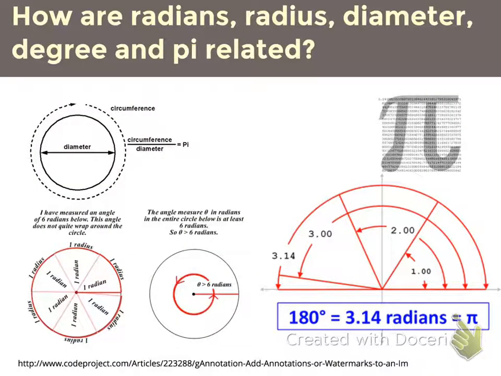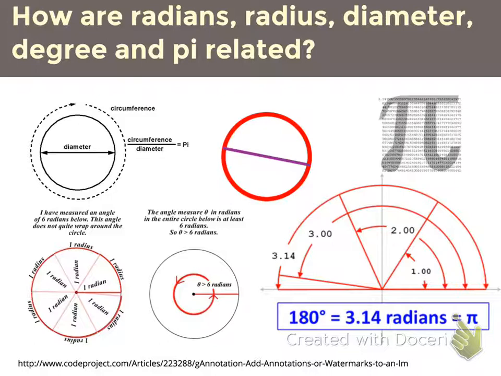So how are radians, radii, diameter, degrees, and pi, what are you talking about? How are they all related? Well, every circle, if we create a circle, then we know the definition of a diameter. It's going to be our longest chord passing through the center. Trying to pass through the center there. Well, I did my best. That always makes a straight line, and we know the measure of a straight line is 180 degrees.